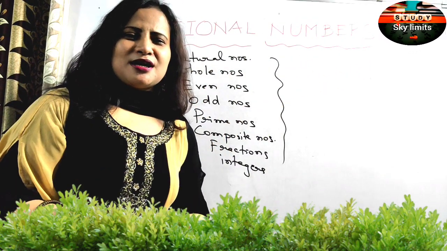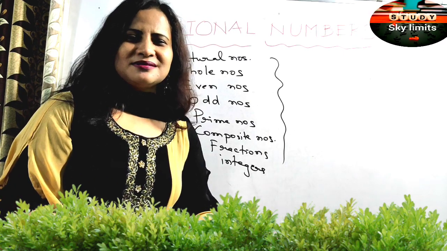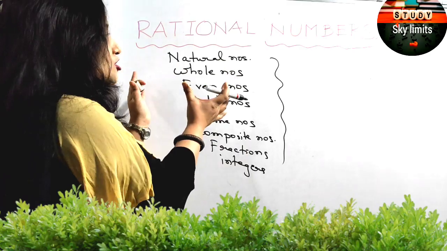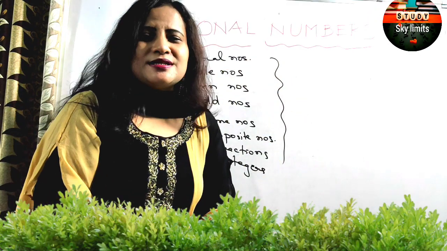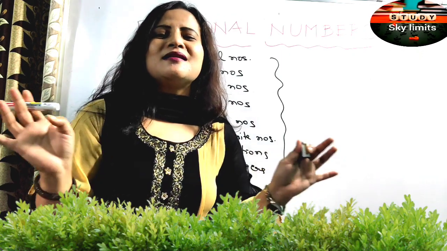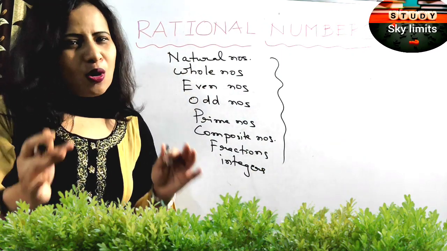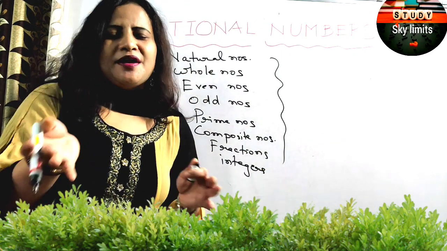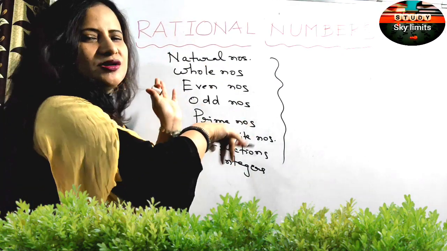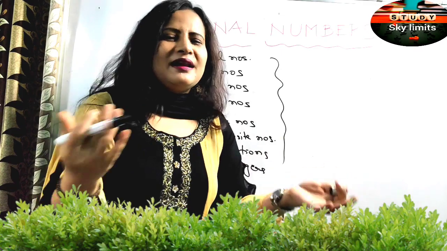And the numbers which are not rational are called irrational numbers, and both rational and irrational numbers together form the big group called the real numbers. That means all numbers are real numbers. The numbers which are rational are these, and the numbers which are not rational are irrational. About that we'll be reading later on.